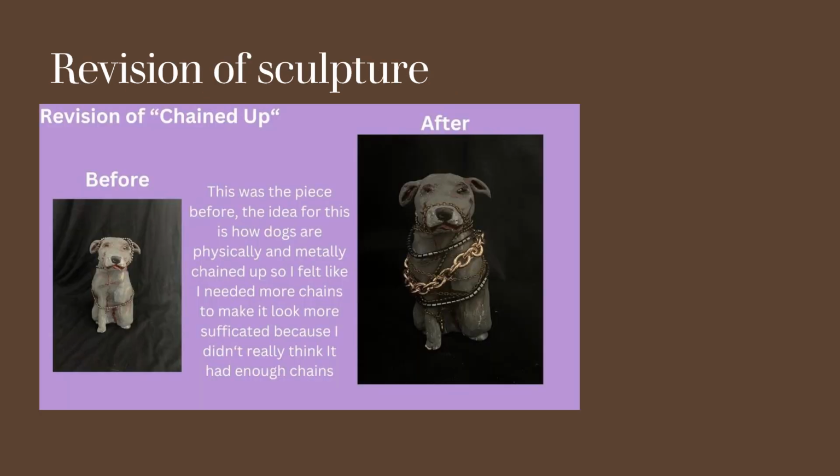Now, the last part of what you can do is revisions. Revisions are really important for me because I think they show a lot of your growth through the sustained investigation. So this was my before, this is my after. Revision: chained up. I wrote here in the middle why and what I did. This was the piece before. The idea for this is how dogs are physically and mentally chained up. So I felt like I needed more chains to make it look more suffocated because I didn't think it had enough chains. So obviously we have before and after.